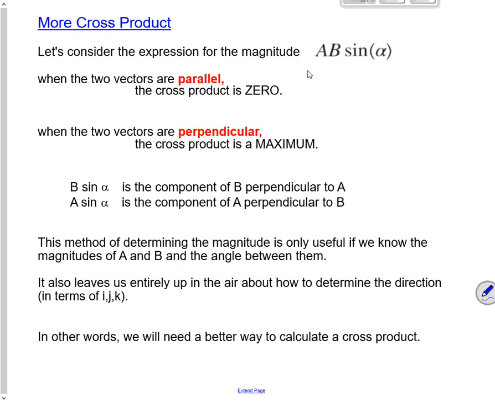So essentially what the cross product is saying is I'm taking the magnitude of one vector and multiplying it times the component of the other vector that's perpendicular to it. And the resultant is those 2 numbers multiplied together. This whole expression, AB sine alpha, is only useful if I know the magnitudes of A and B and the angle between them. It leaves us totally up in the air about how to determine the direction in terms of I, J, and K. So we need a better way to calculate it.